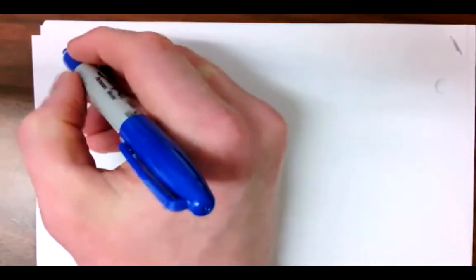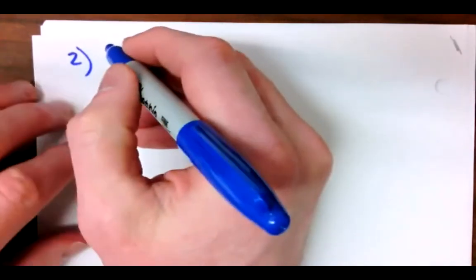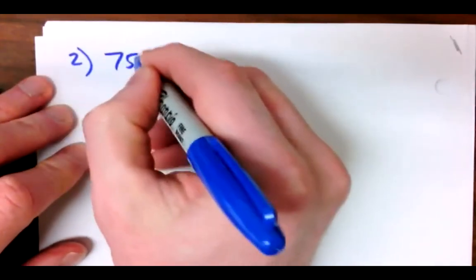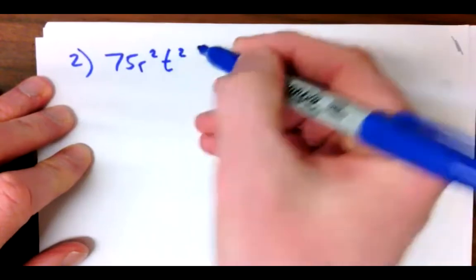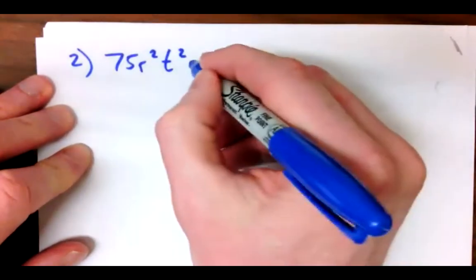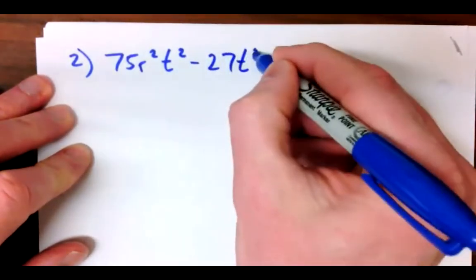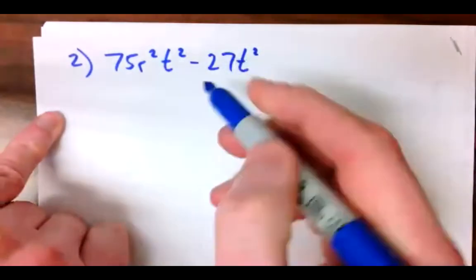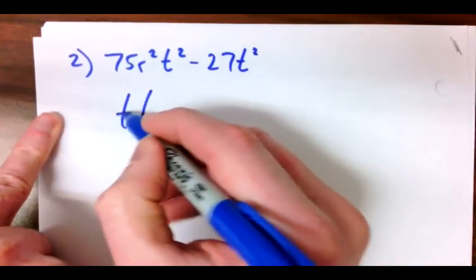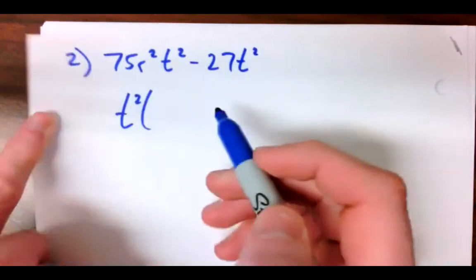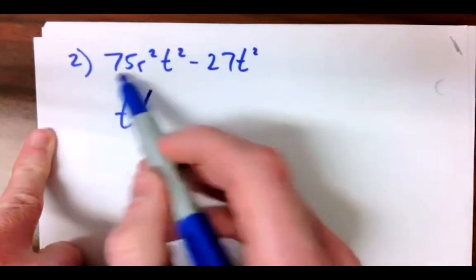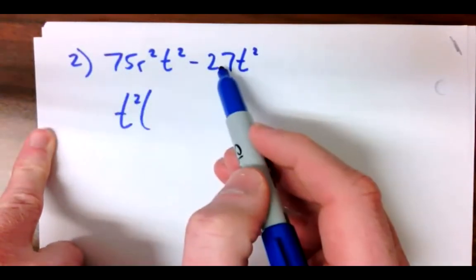More paper. Number 2, 75 r squared t squared minus 27 t squared. So right away I notice there's a t squared in both. So I can take out the t squared. What about the 75 and 27? First blush, you think, oh, 5, that doesn't go into both, but 3 does.